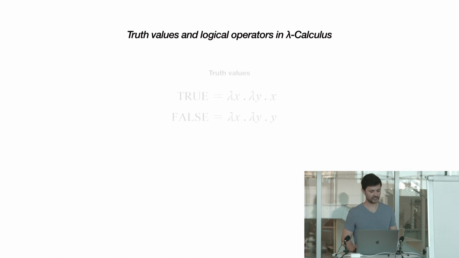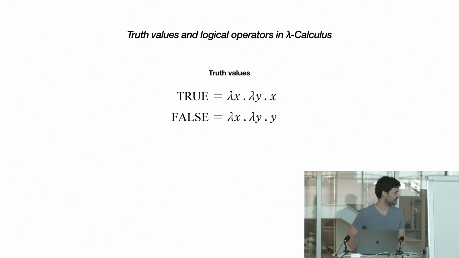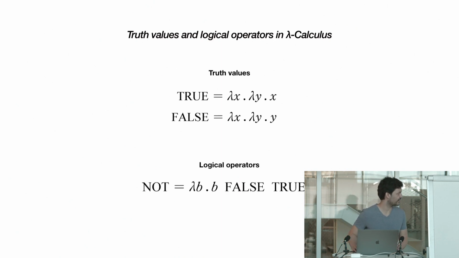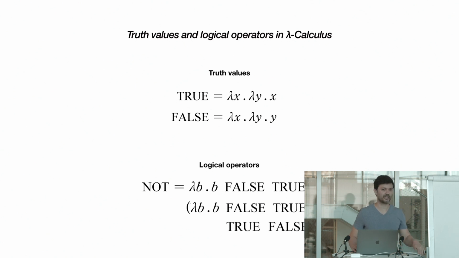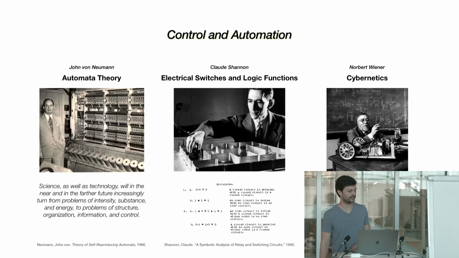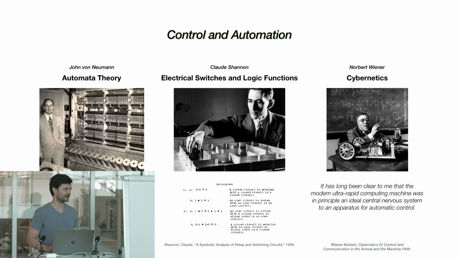On the other side, I showed you how we can derive the same things in a functional way. It starts from functions defined as lambda operators, and defines, for example, logical operators as functions, which is called lambda calculus. This is another theoretical model of computation. And then I showed you that this logicist paradigm derived two schools of thought. One was about control and automation. I showed you automata theory from Neumann, electrical switches and logical functions from Shannon, and cybernetics from Wiener, like control paradigms.